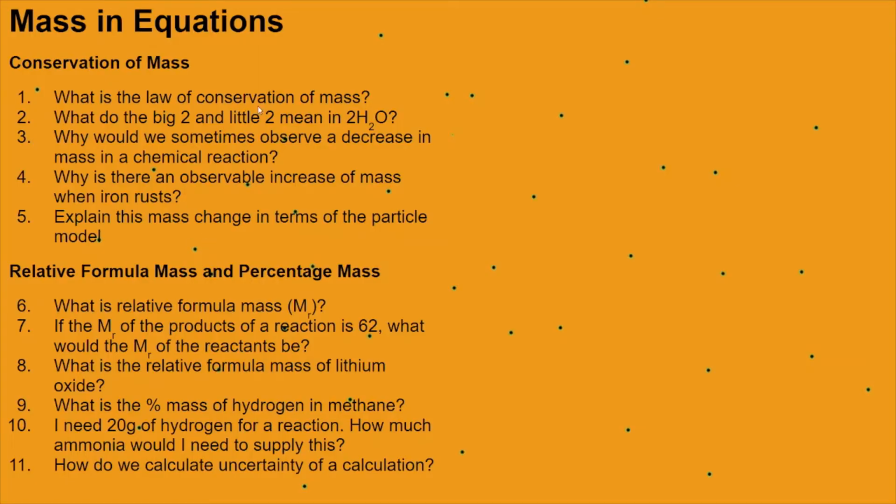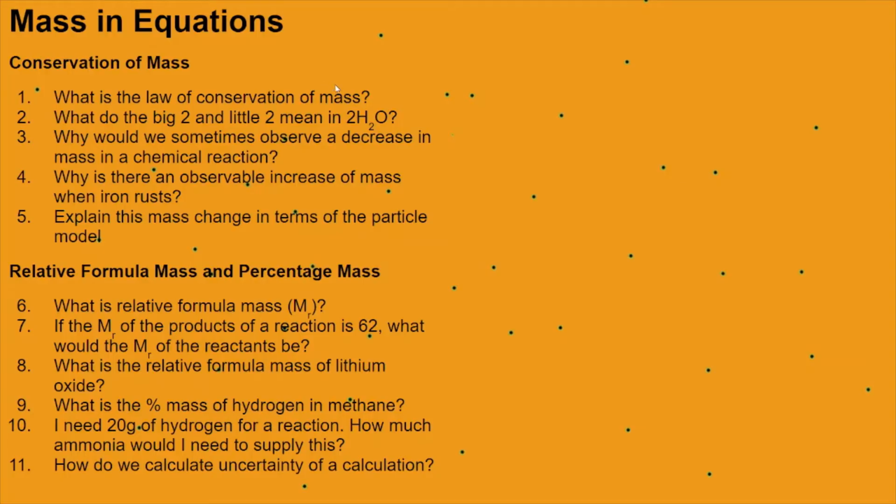So the law of the conservation of mass simply states that the mass of the reactants in a chemical reaction is equal to the mass of the products of a chemical reaction. That's simply stating that no atoms are created or destroyed in chemical reactions. That's something you should know. Basically means that the same amount of atoms are there in the reactants as there are in the products.